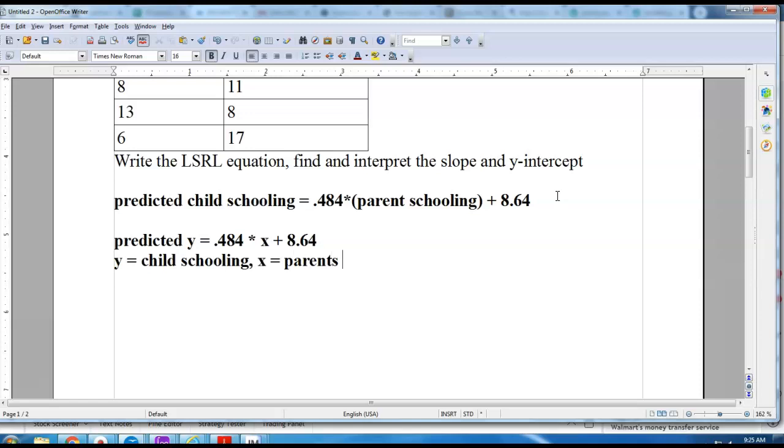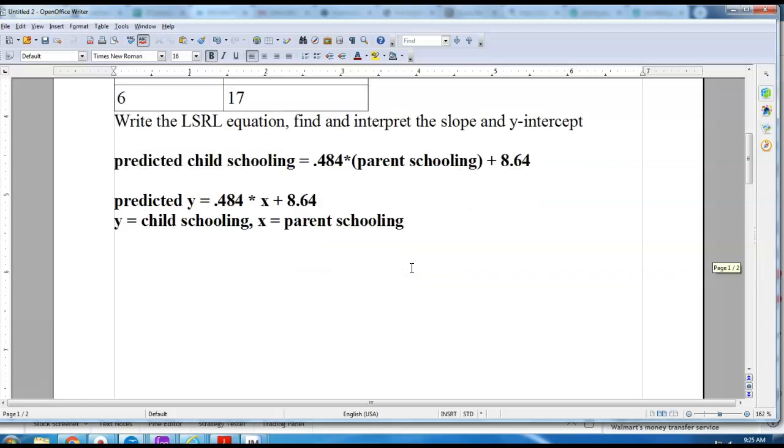x equals parent schooling. So you just have to make sure you're putting context in there somehow, whether it's directly into the equation or like a note below it. This is what the context is. So if you didn't get that equation, let me know. I'll give you another minute or two to do the interpret part.